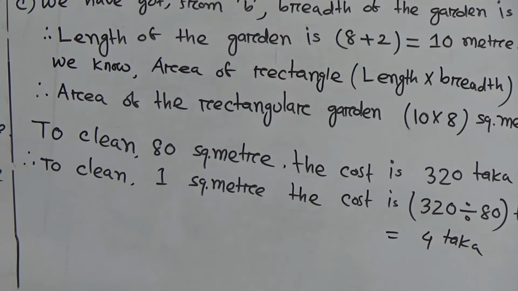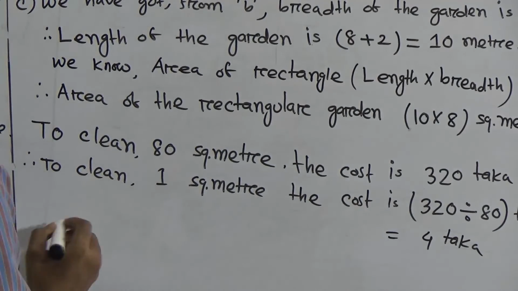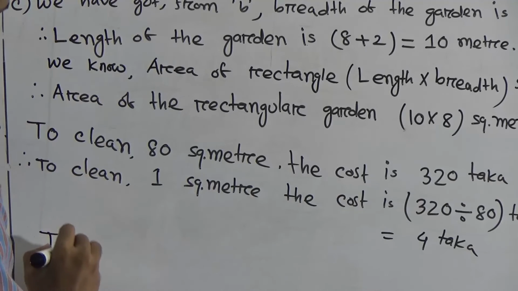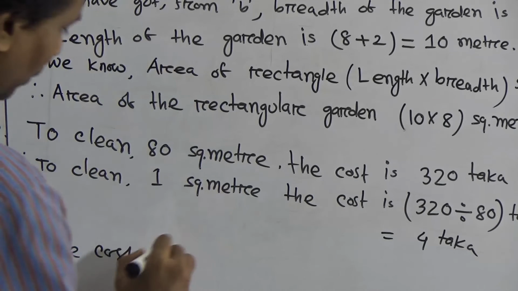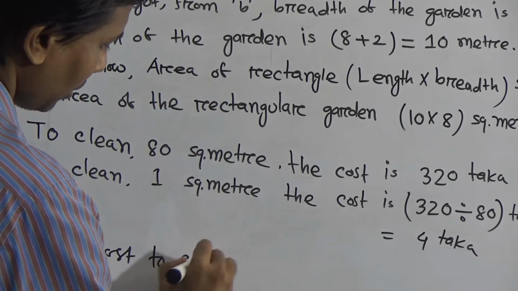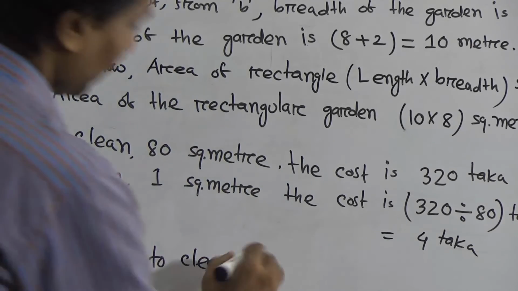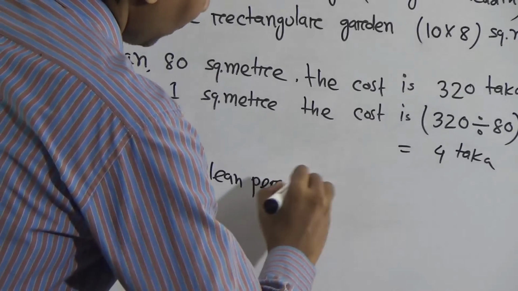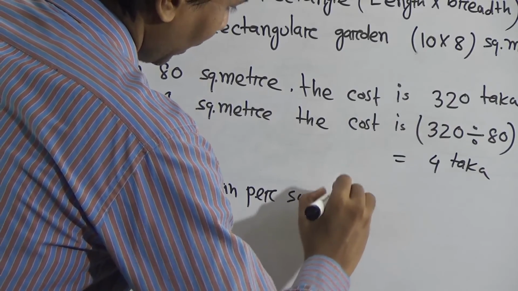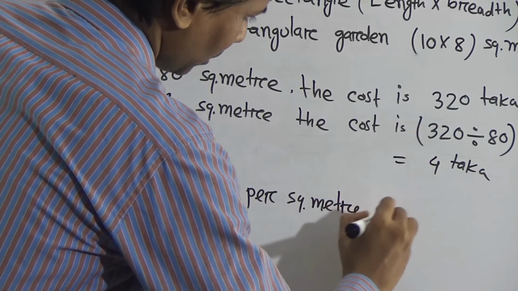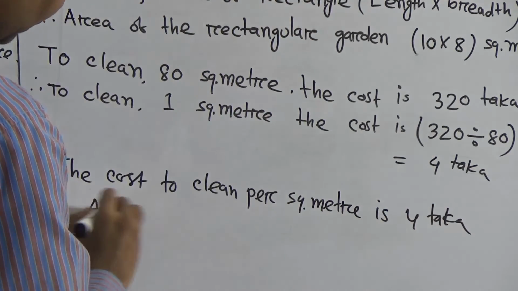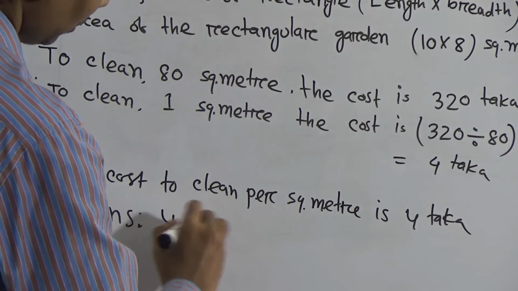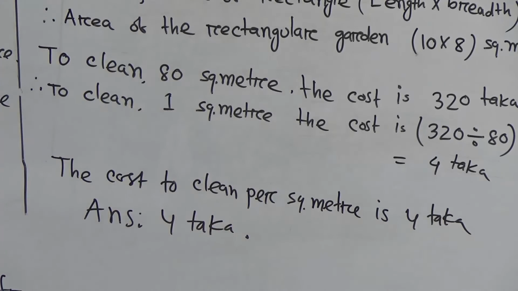Now write, the cost to clean per square meter is 4 taka. Now write the answer: 4 taka. Okay, dear student, I hope you understood.